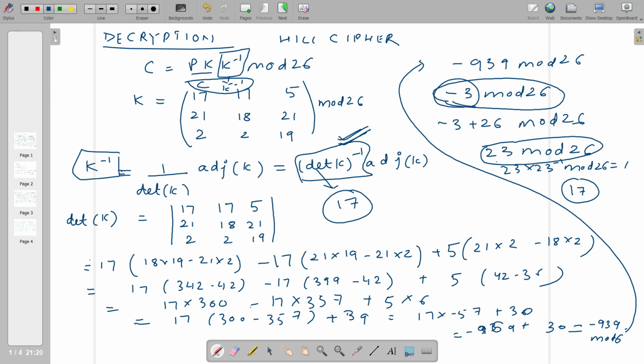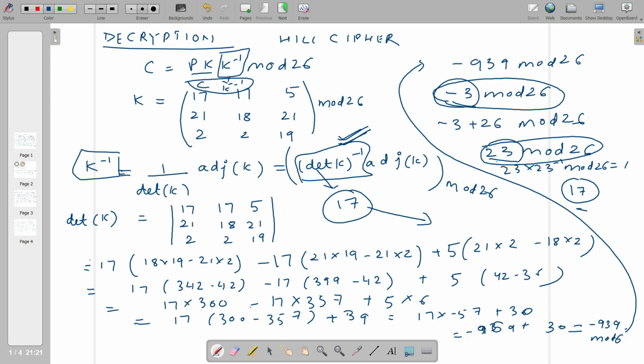So we find 23, and because it is 1 upon determinant of K, and we are using mod 26 operation here also, we need to find determinant K inverse. Under mod 26, we have many methods like the extended Euclidean algorithm. You can find it using the extended Euclidean algorithm, and it comes out to be 17. So determinant K inverse becomes 17.